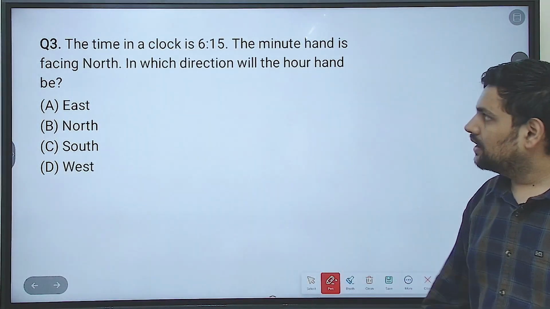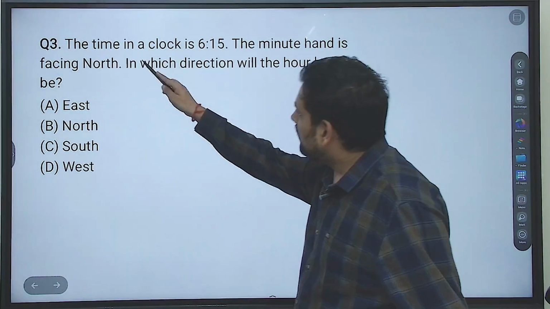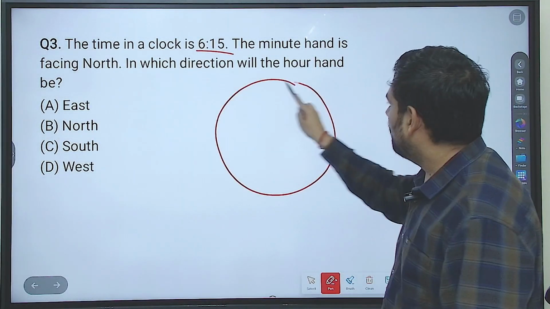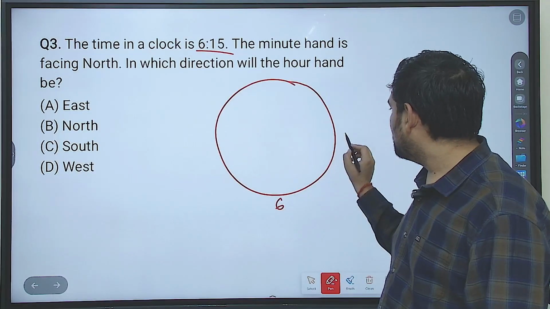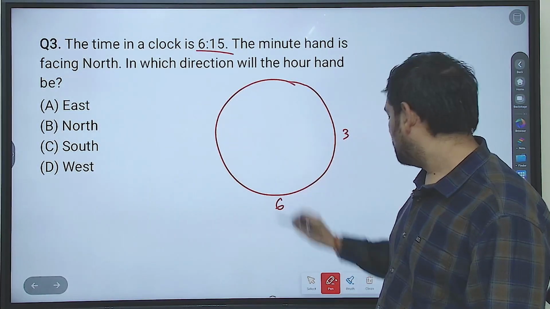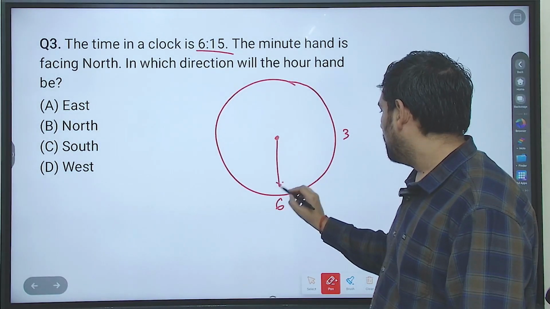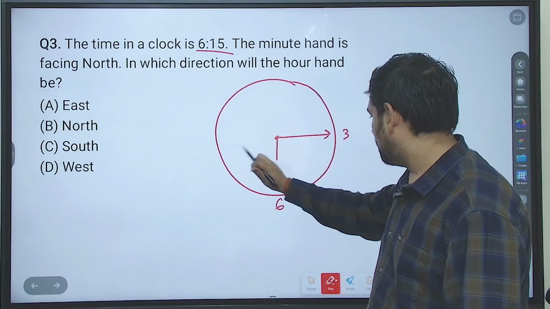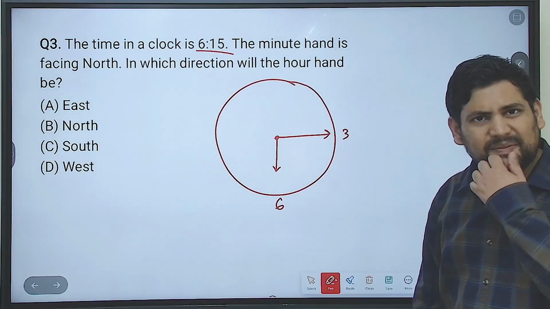Yeah, let's do this. Okay, so the time in a clock is 6:15. So this is a clock. 6:15 will look approximately like this. 6 and 15. So 6:15 will look something like this.